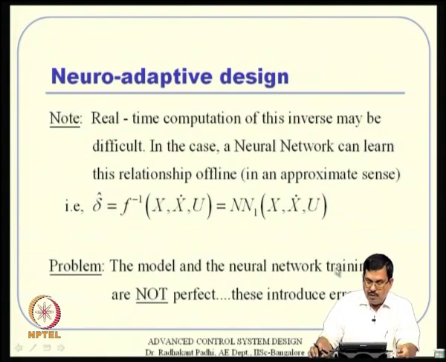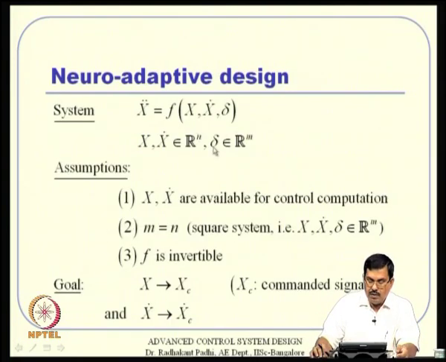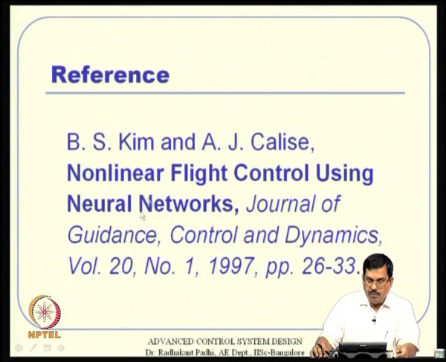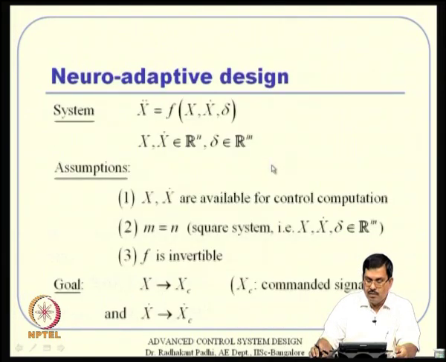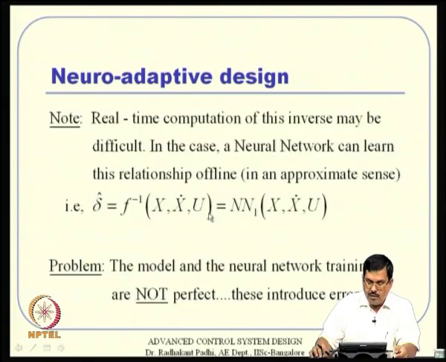Now, what is the problem? The problem is that the model that we started with has imperfections because of these issues. So, that model itself is not good, and then we are also talking about training a network. Any amount of training that you do, this training is never perfect anyway.